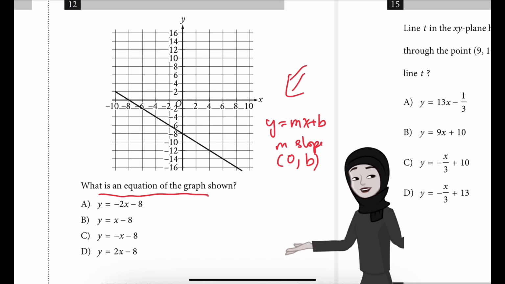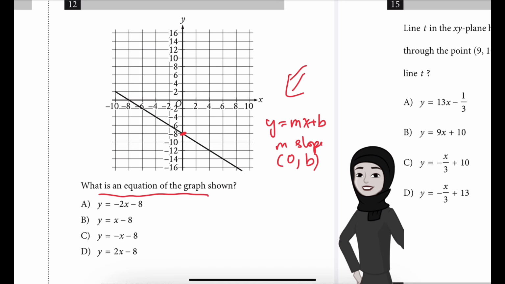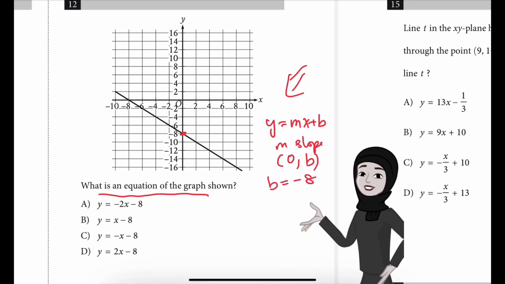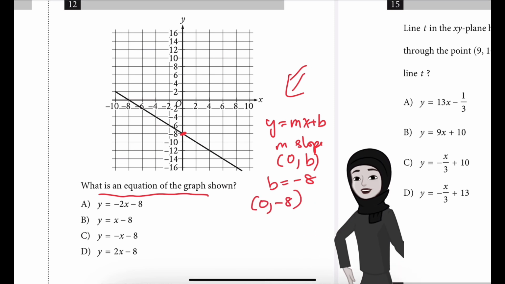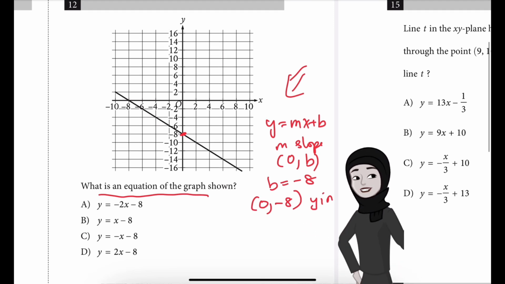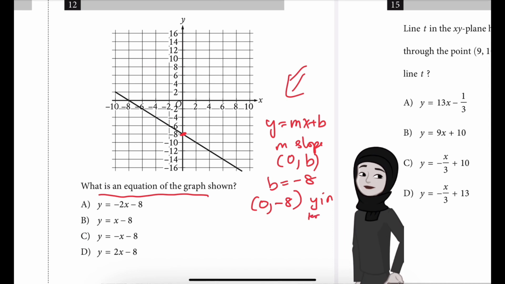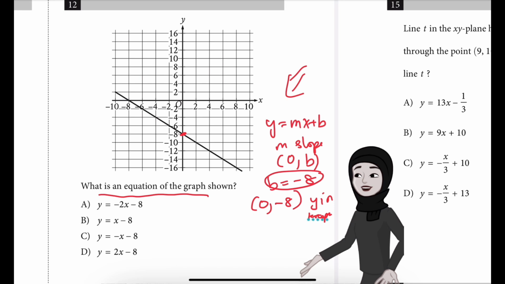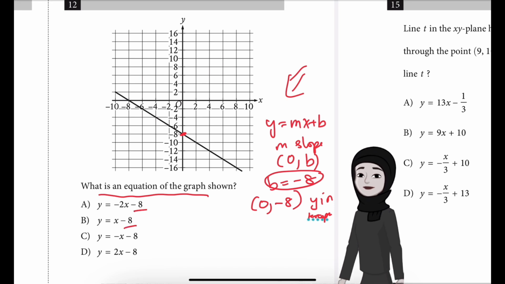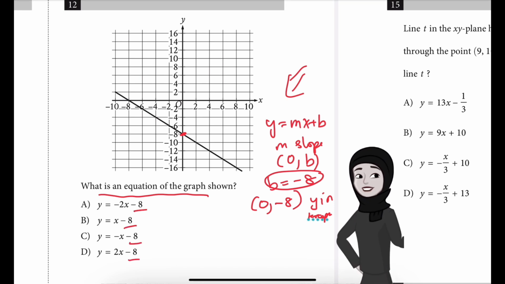So in this case, when x is 0, the line is passing through negative 8. So in other words, our y-intercept b is equal to negative 8. So 0 comma negative 8, this is the y-intercept. So b is equal to negative 8. Of the answer choices, all are showing negative 8 as the y-intercept. So with just this much information, we cannot find the answer. We have to even calculate the slope.